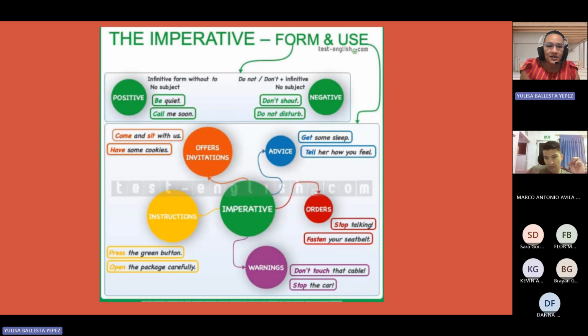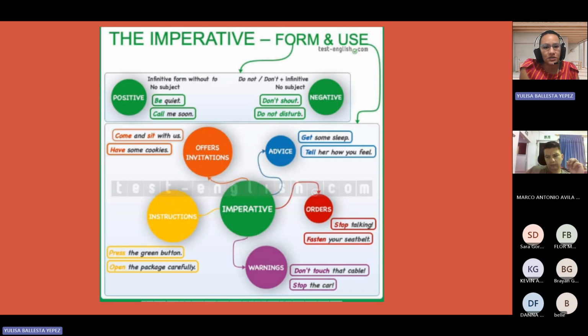I'm going to read the positive and negative part, and then you could help me with the reading. In the positive part, we have the infinitive form without to, no subject. In imperative, you don't say, Maria, be quiet. You only say, be quiet. You don't say the person. Call me soon. And the other part is the negative form, with do not or don't, no subject. Don't shout, do not disturb. You can use don't or do not.